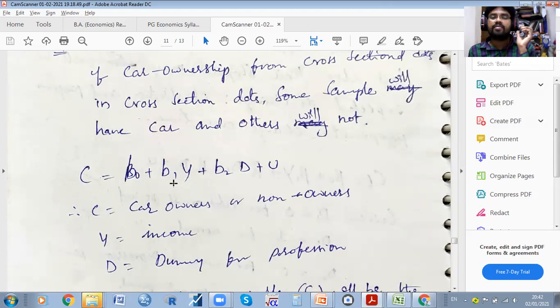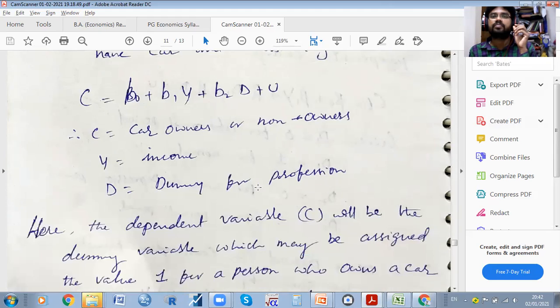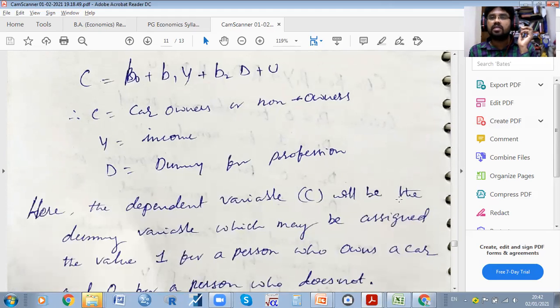So we can take such kind of regression. Here the dependent variable, that is C, will be the dummy variable, which may be assigned the value 1 for a person who owns a car. Those who own a car, nothing but those who have the car only, I will put 1. And what is their income and what is their profession. On the basis of profession also, they may have a car. For example, if you take a judge, the people might have a car because on the basis of their profession, they can maintain cars.